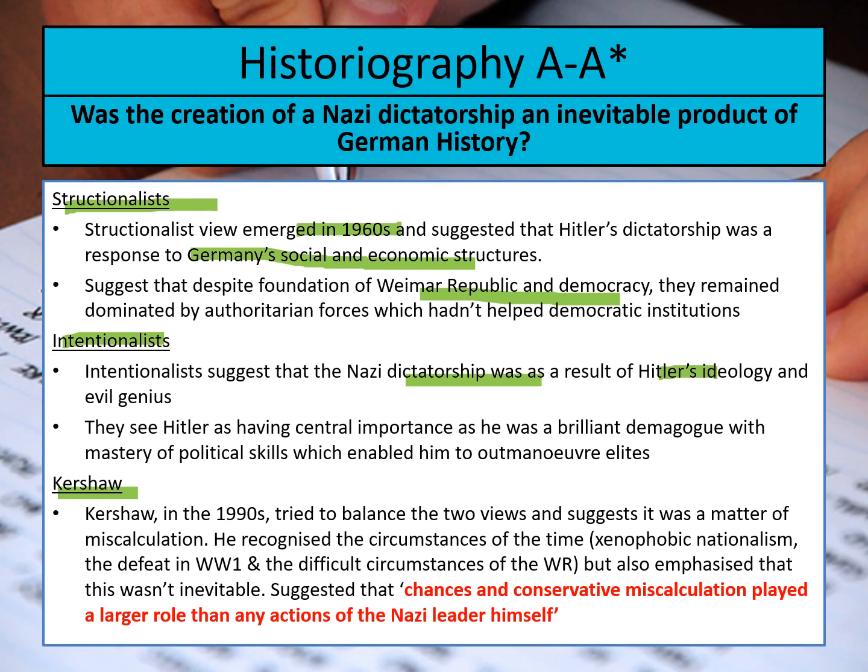And then we have Kershaw in the middle, who in the 1990s tried to balance the two different views. He suggests that there were some circumstances of the time that made a Nazi dictatorship more likely, but also that it wasn't inevitable, and that Hitler also played a crucial role as well. And this is a really good quote to summarise Kershaw's thinking, where he suggests that chances and conservative miscalculation played a larger role than any of the actions of the Nazi leader himself. So he actually thinks that the conservative elites are more responsible for what happened than Hitler himself. Pause the video here if you wanted to make any notes about historiography.